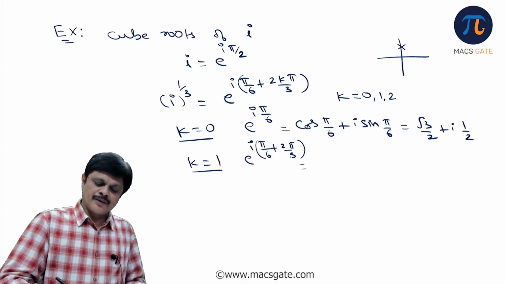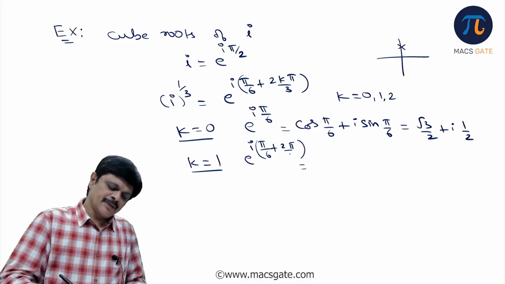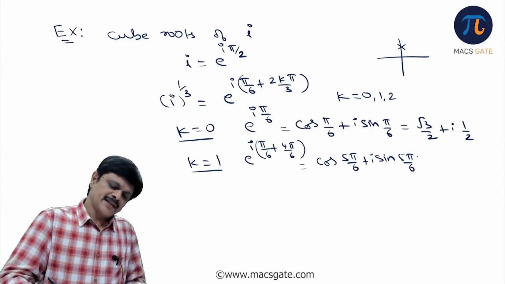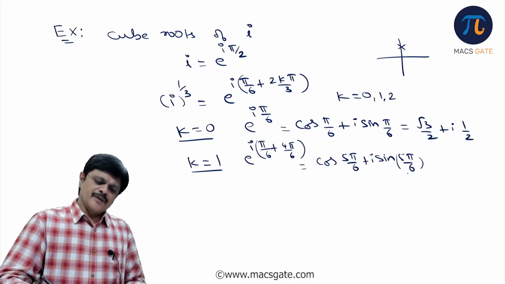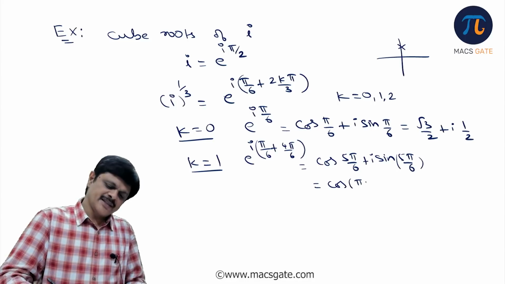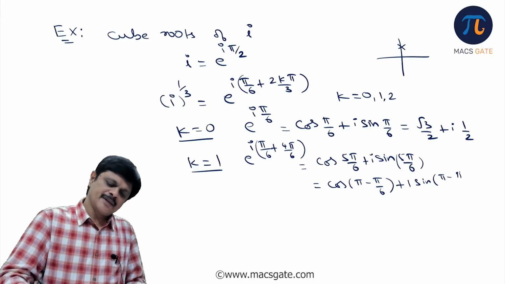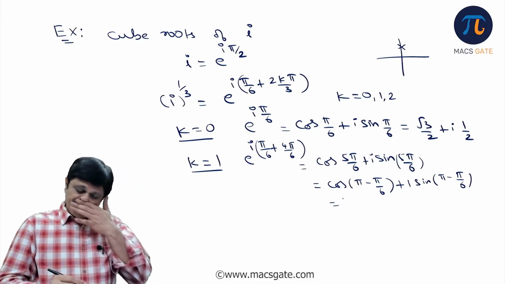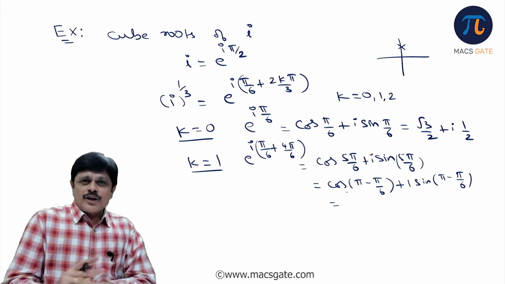So that is nothing but, okay, you can make it 6. 2 pi by 3 can be written as 6 and 4, so that it becomes 5 pi by 6. Cos 5 pi by 6 plus I times sine 5 pi by 6, which can be written as pi minus pi by 6. Cos pi minus pi by 6, because 6 pi minus pi is 5 pi by 6. And this can be written as sine pi minus pi by 6. Okay. Pi minus means cos will remain cos.